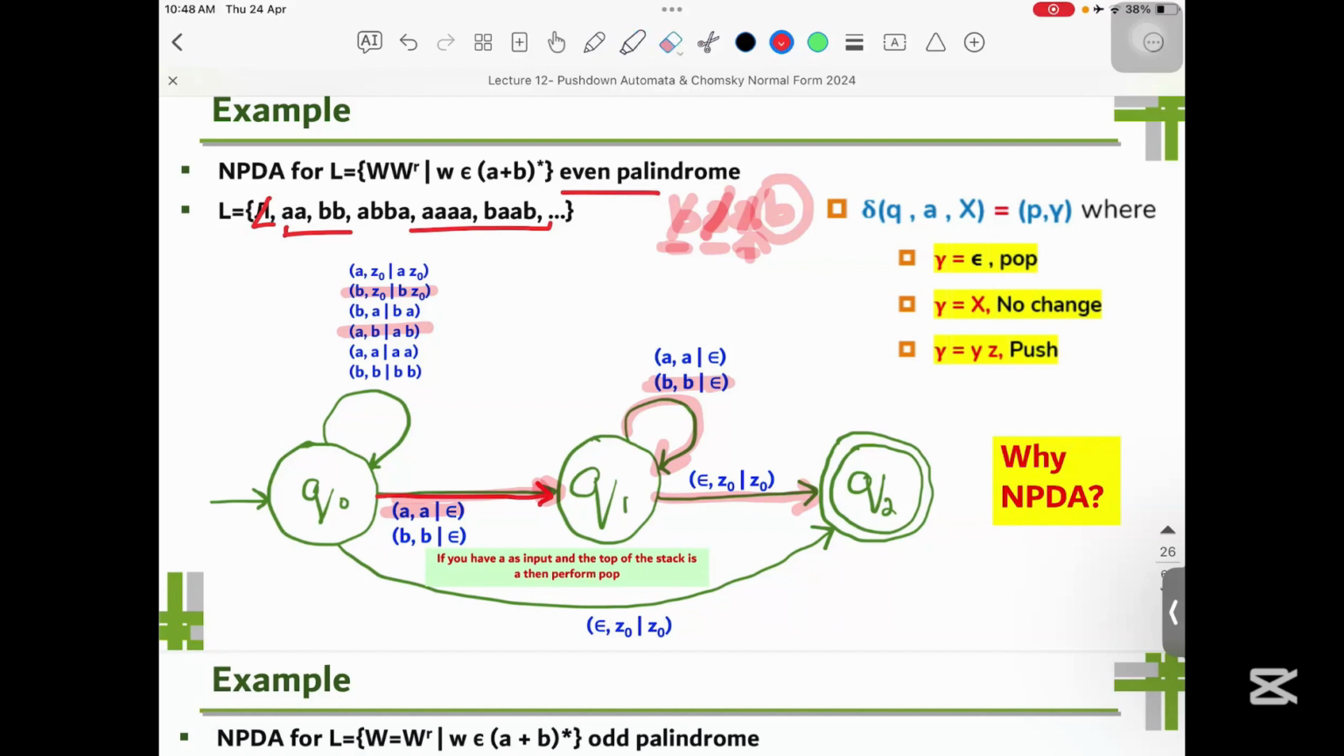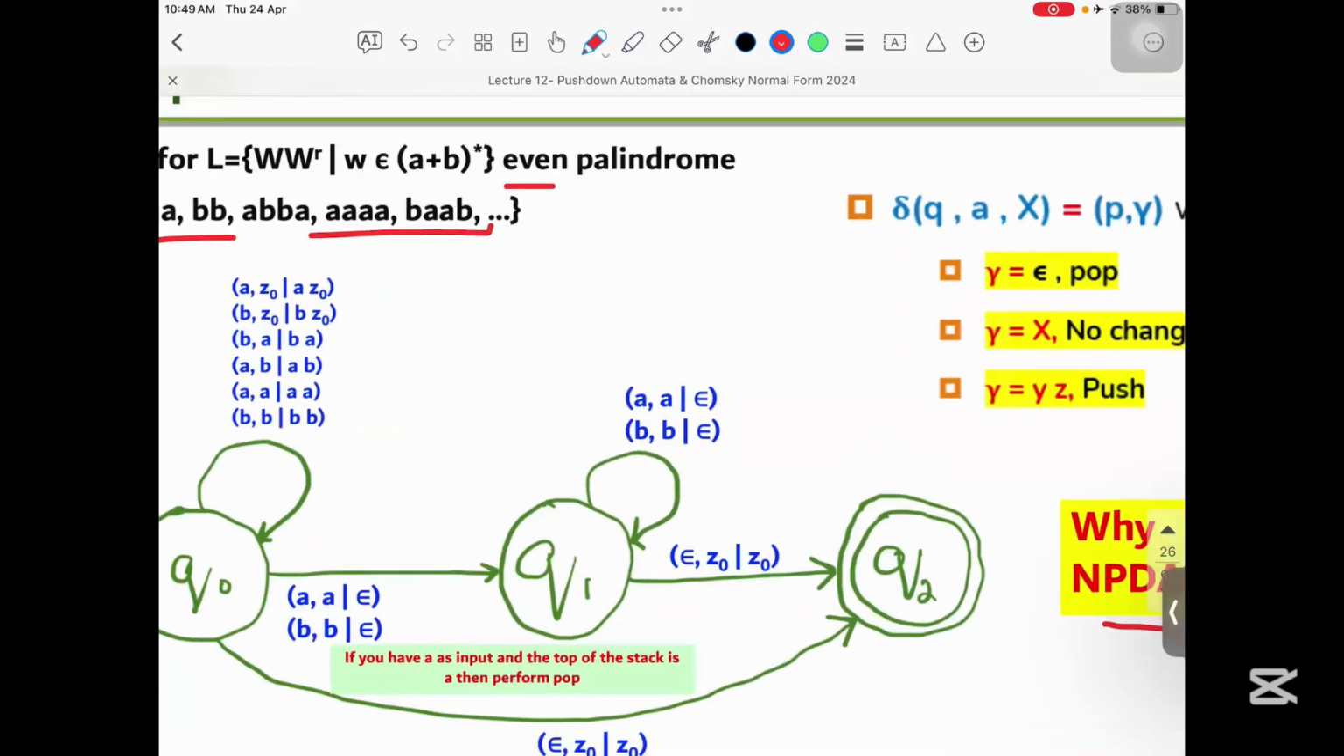Now, the question here is how we know, or how the computer knows, that this is basically the middle. For us, we can see the whole string. Let me explain how it works. That's why we call it non-deterministic. So how does it work?